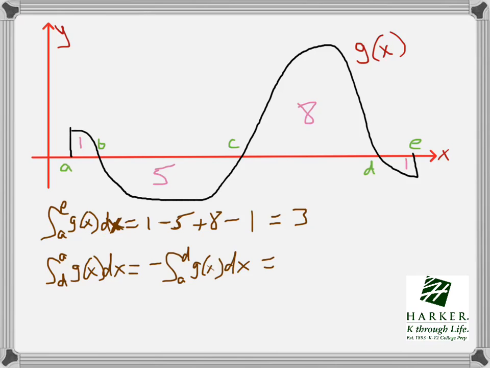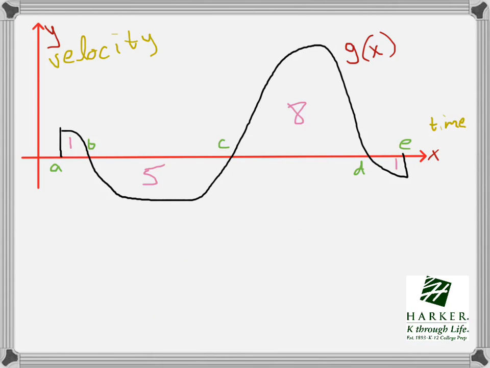I do the opposite of the integral from a to d of g of x dx, and then I do it exactly the same way we just did. So we're looking at the opposite of 1 minus 5 plus 8, and assuming that I can add, that is negative 4.